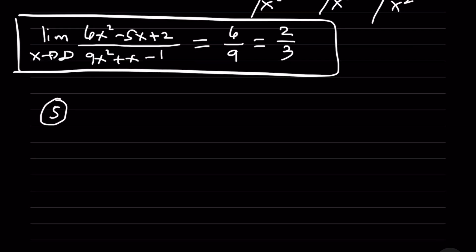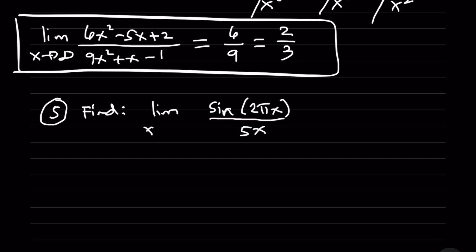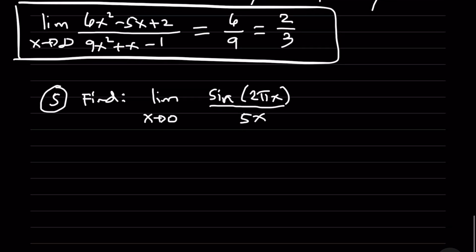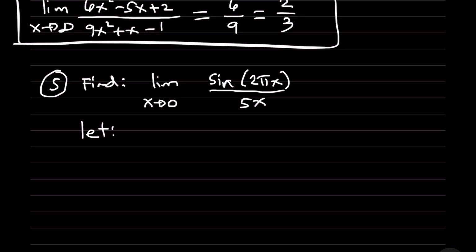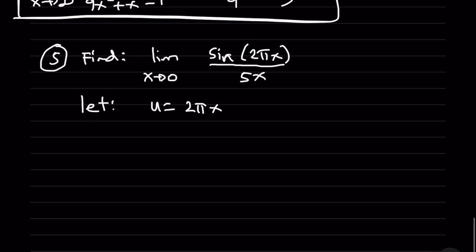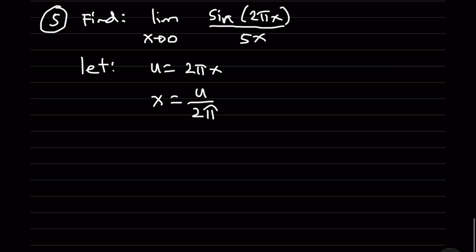Next problem number 5. Find the limit of sine 2 pi x divided by 5x as x approaches 0. Now, if we let u be equal to 2 pi x, we can write x as u over 2 pi simply by dividing both sides of that equation by 2 pi.